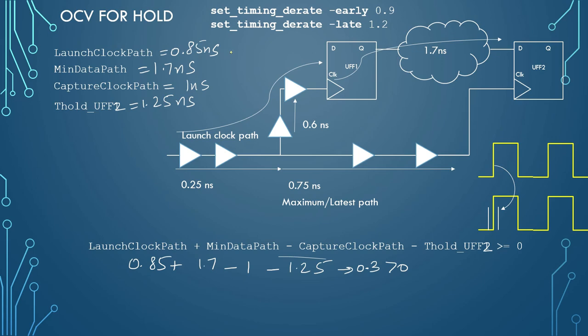Right now hold is not violating, and now let's say we have these derates, that is an early derate of 0.9, which will be applied in the launch clock path plus data path, and we will have a late derate of 1.2, that means a 20% derate in this capture clock path, and there will be a derate of hold timing in the capture flop.